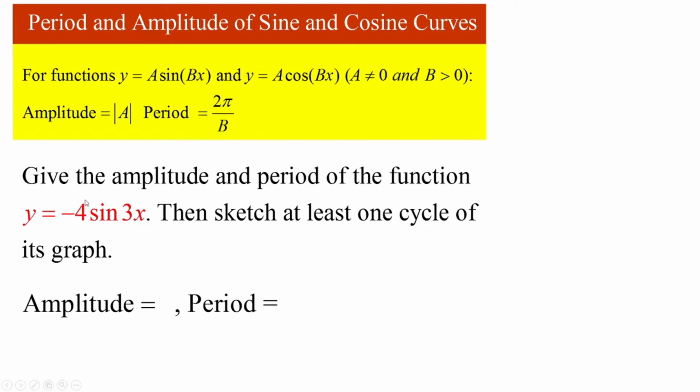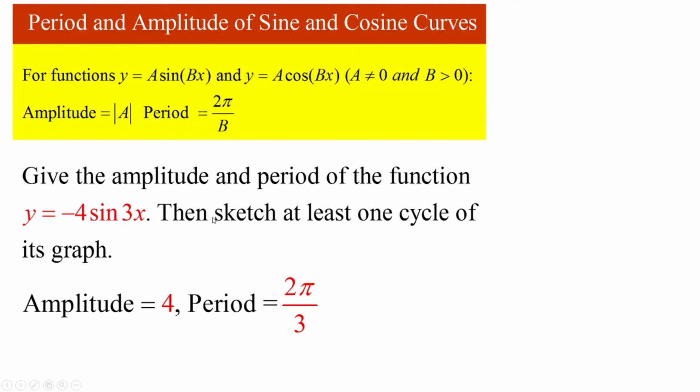Well, amplitude is the absolute value of this a right here, which would be the absolute value of -4, or 4. And this 3 does what? That's right, it divides the period. And the period of sine is 2 pi, so the period of any number times sine of 3x would be 2 pi divided by 3. All right, there's part 1, part 2.